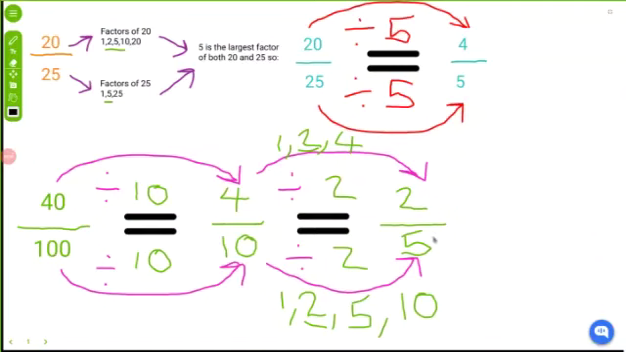That's right, 2/5. Well done for simplifying fractions today.